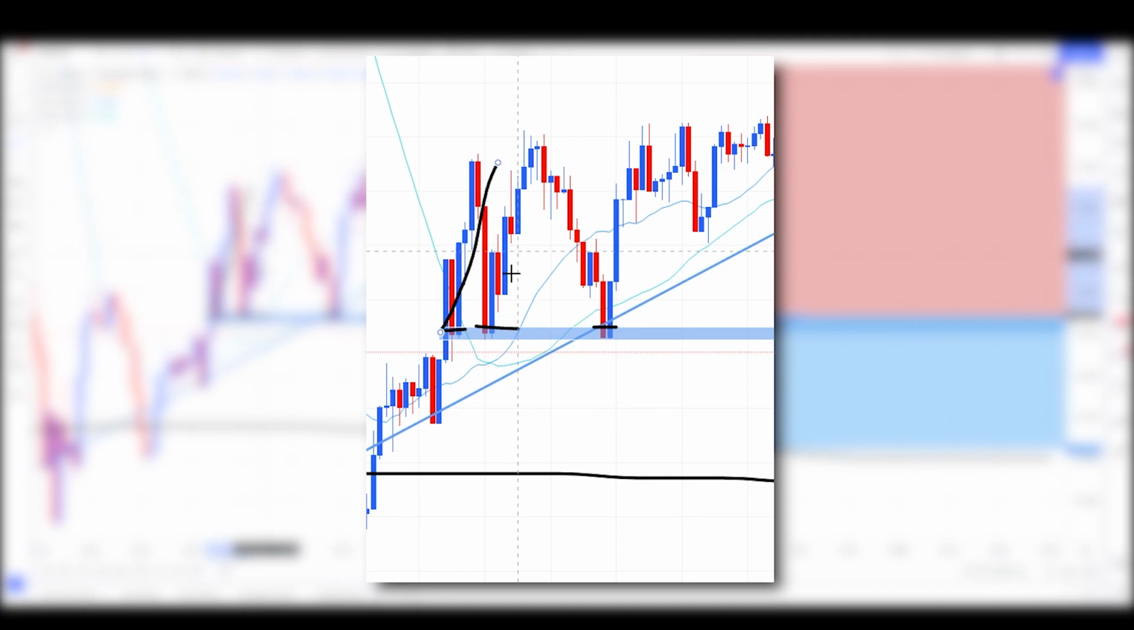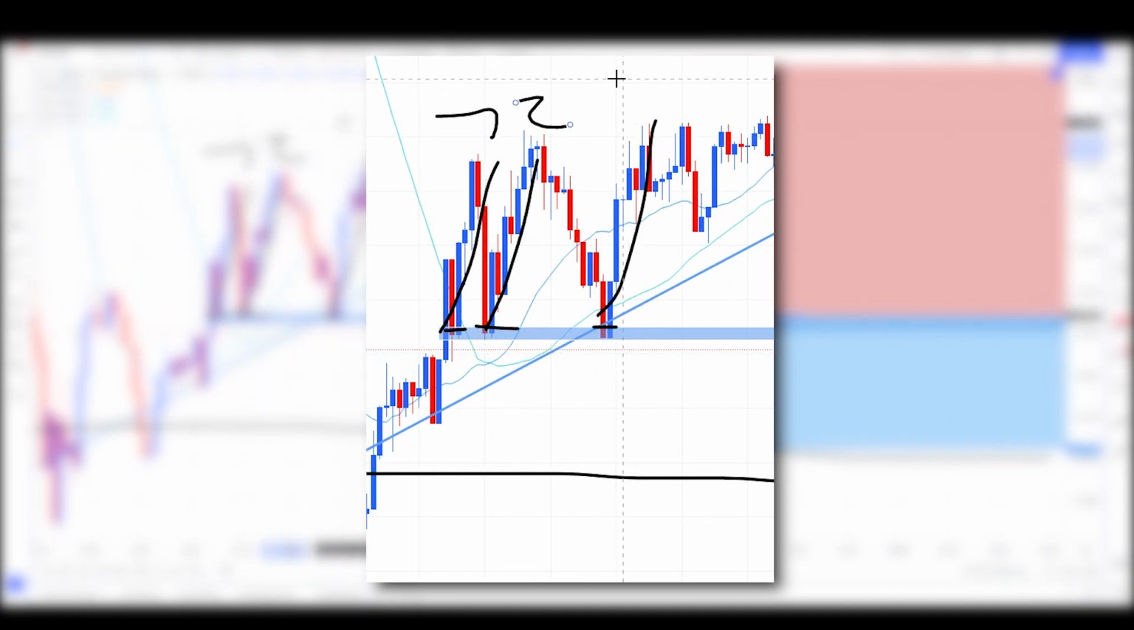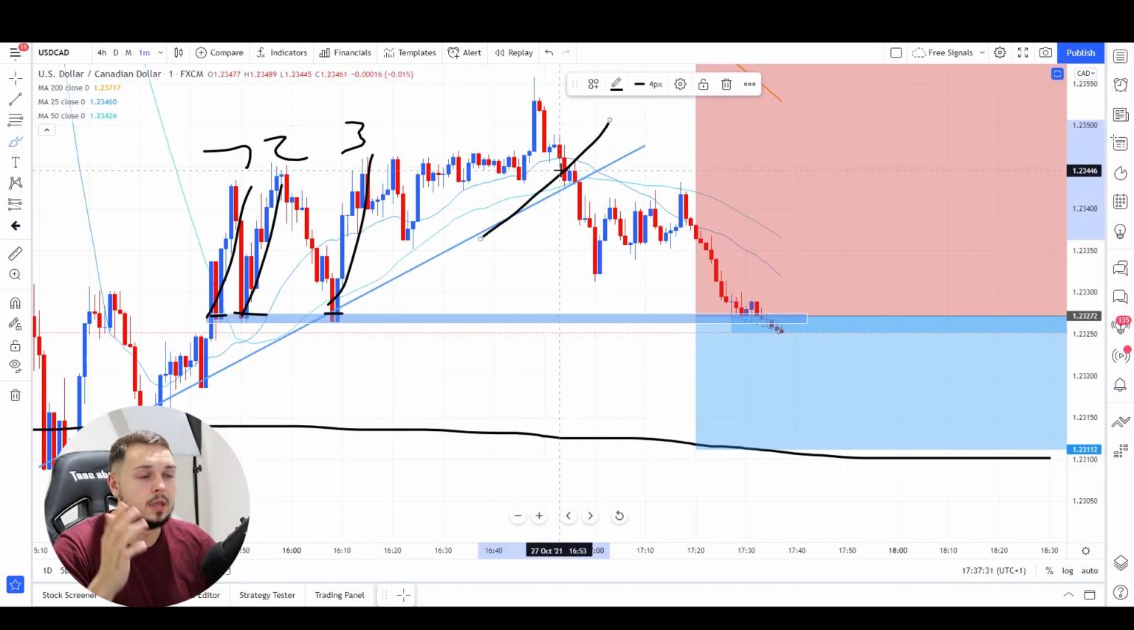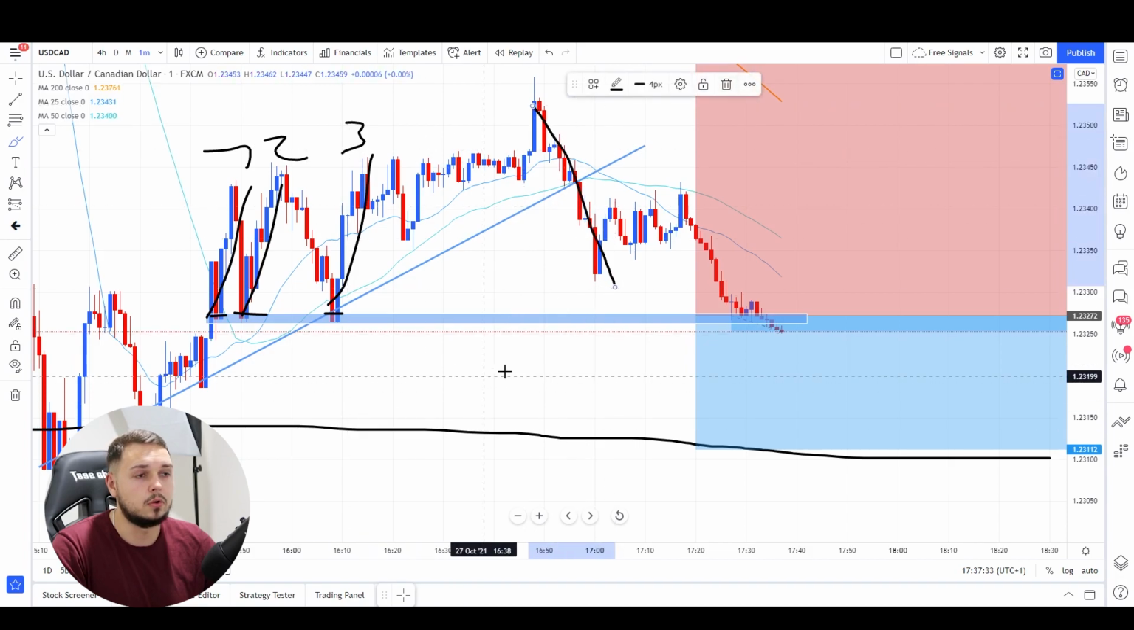Every time it touched, it went towards the upside, right? Three times this has happened: 1, 2, and 3. It went towards the upside, followed this nice bullish pattern, and then crossed over here.